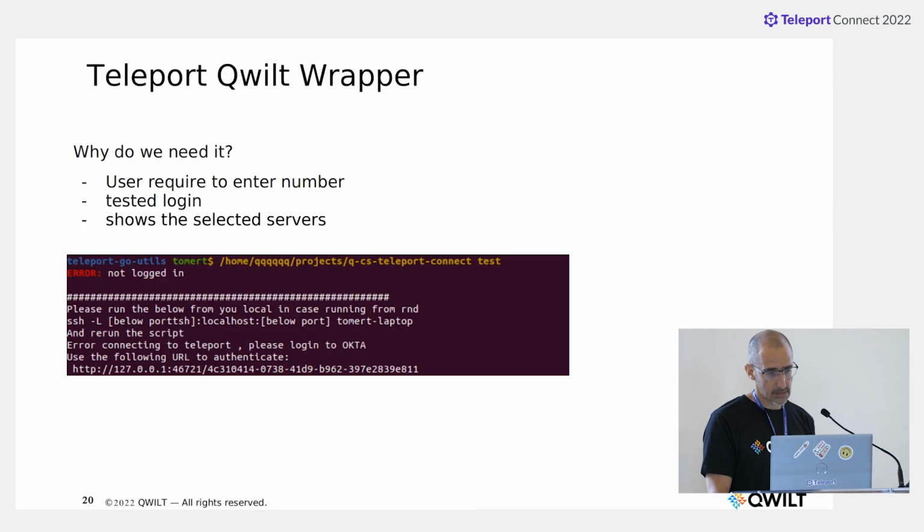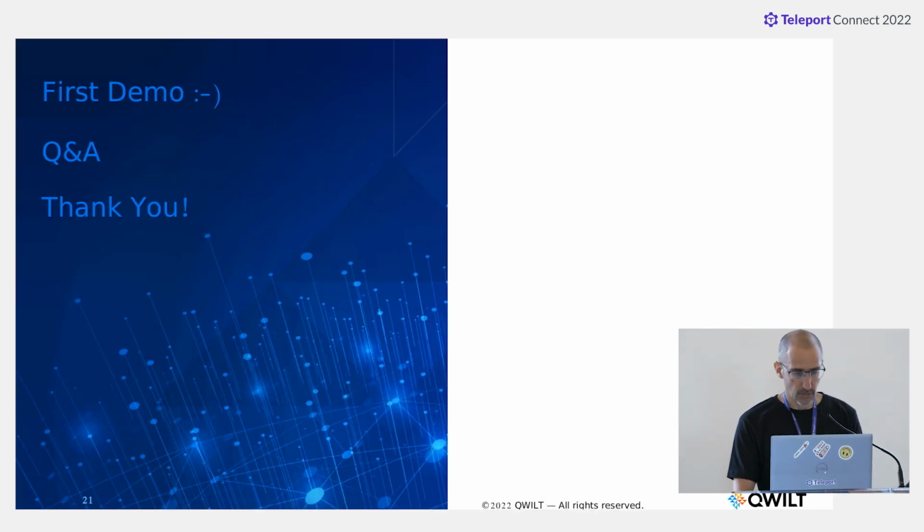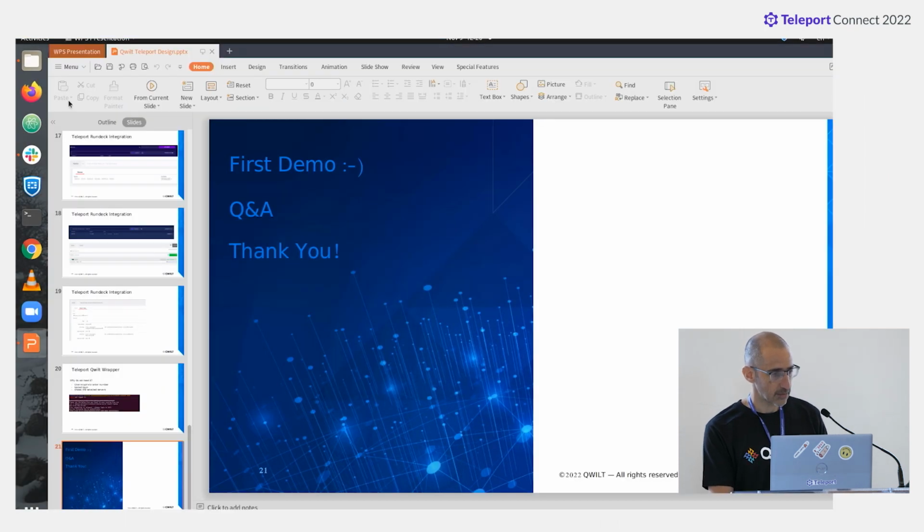Okay, so here, this is a wrapper which we did. People have asked me, so there is a bunch of nodes, and they would like not to type. They would like to select. So I did some selection. So you can type which number is connected to which server. Okay, so I will do a demo, and then we can do some questions.